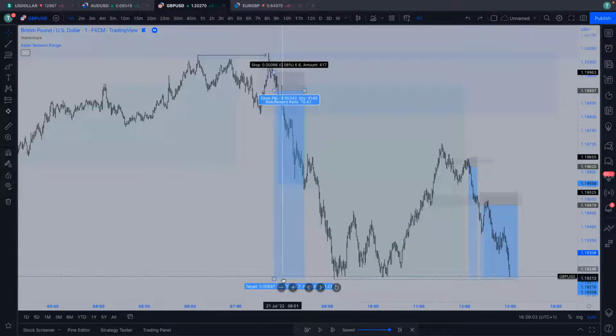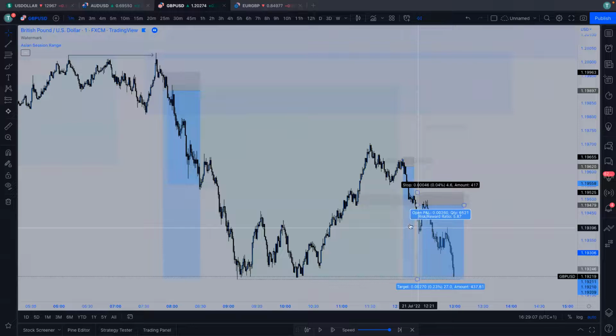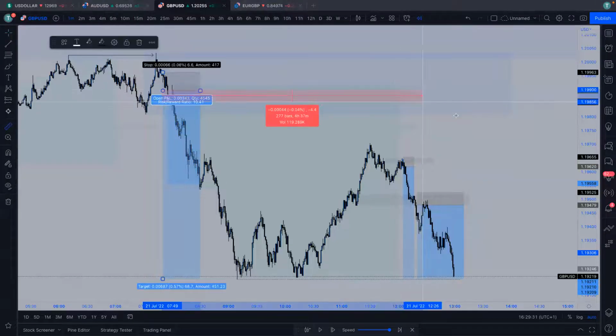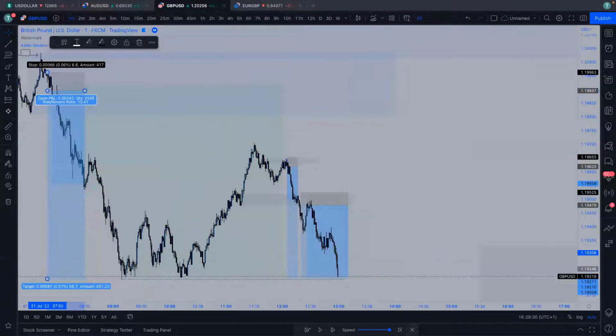So overall, we had 67 pips, 60. So let's go back. So we had 68 plus 40, plus 27. So 135 pips all in all, just within a 5-hour span. So that was quite nice to see.